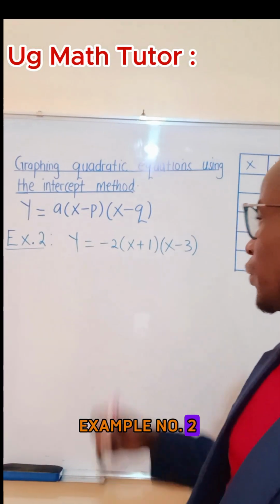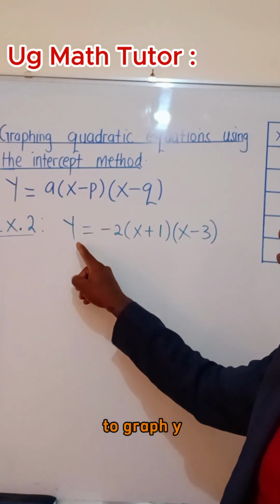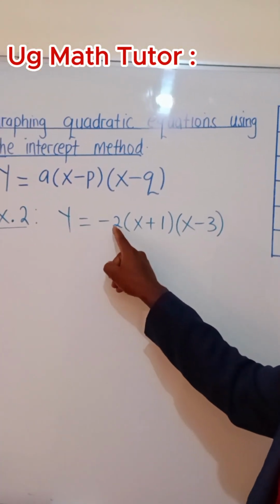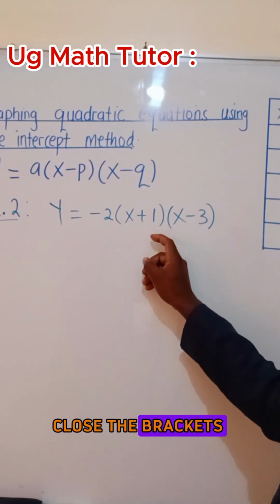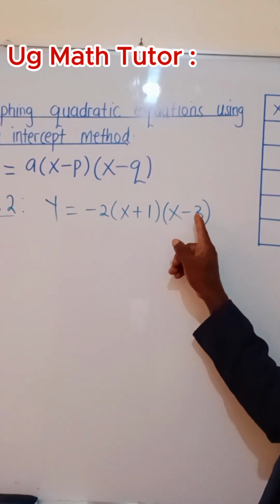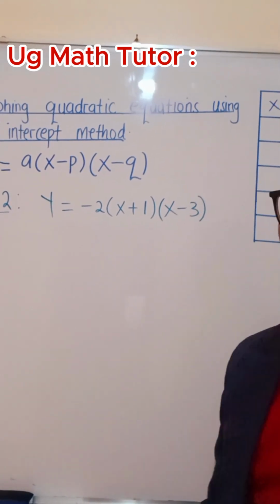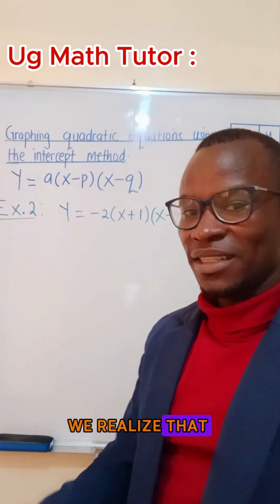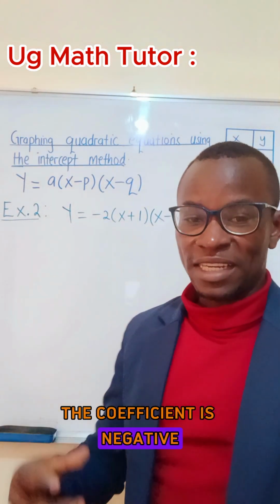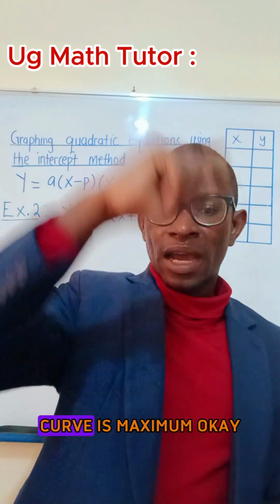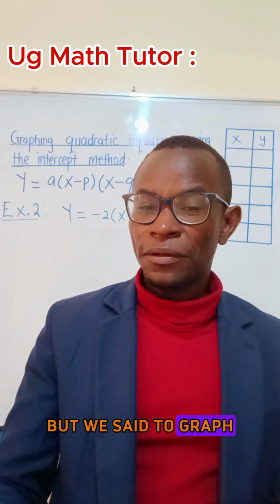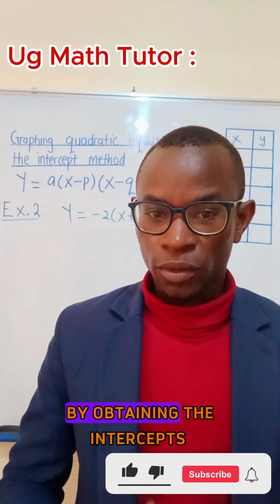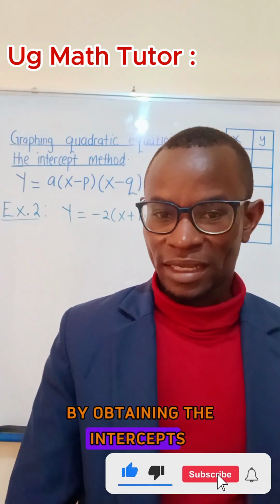Example number 2, they want us to graph y is equal to negative 2, open brackets, x plus 1, close brackets, open brackets, x minus 3, close brackets. Now, we realize that the coefficient is negative, meaning that our curve is maximum, okay? But we said to graph, we are going to begin by obtaining the intercepts, okay?